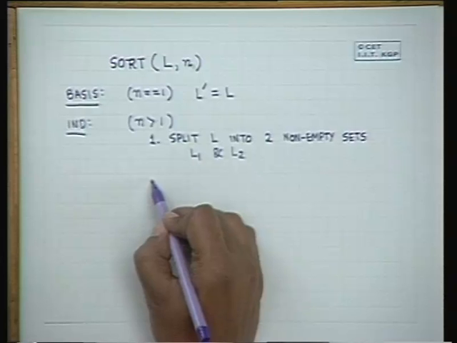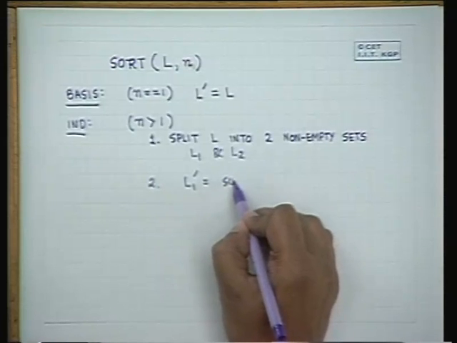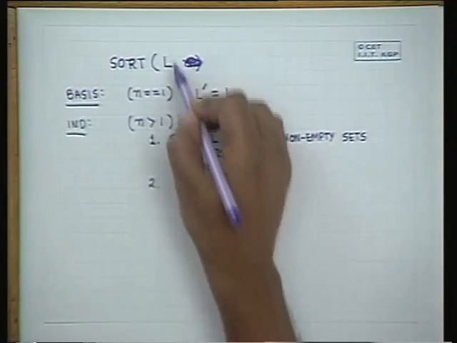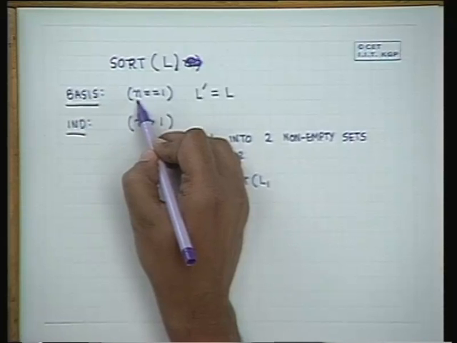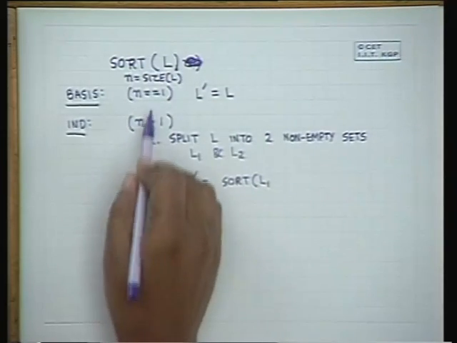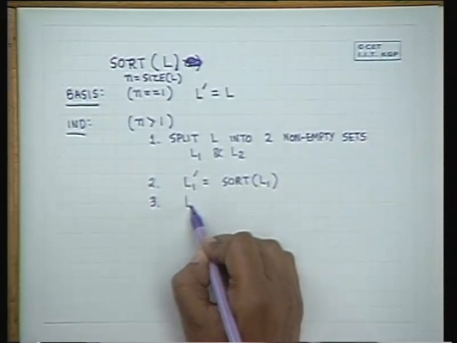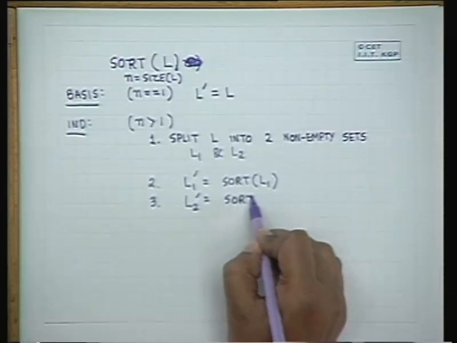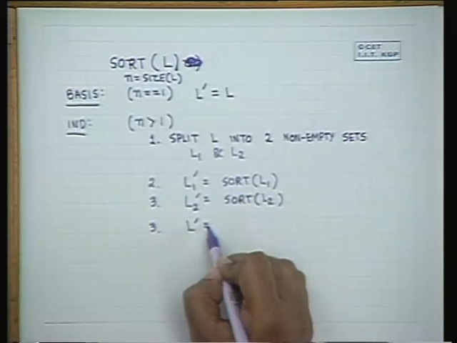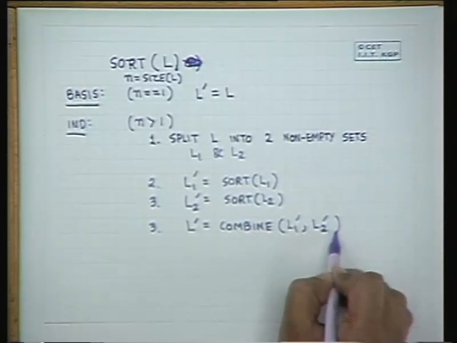All right. The second step is the inductive step. L1 dashed is sort L1. You can compute the size of the list, here this means size of L. So first thing you can do is n is equal to size of L. Then sort L1. The other subproblem, L2 dashed is equal to sort L2. And the third one, you have to write a third function, L dashed is combine L1 dashed, L2 dashed.